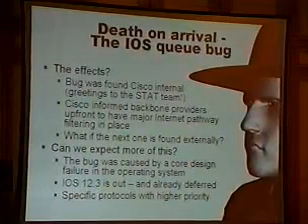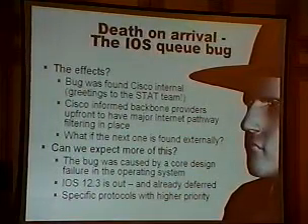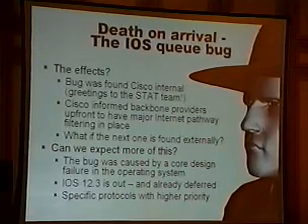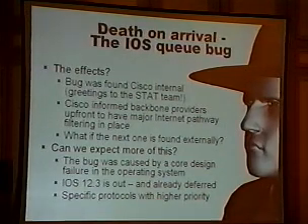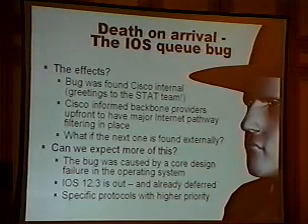But so what are the effects of the death on arrival bug, except for the possibility of taking down the internet? The bug was found by Cisco internally, and hereby greetings to the STAT team, that was a nice one. Cisco actually did the right thing. They informed the backbone providers and told them, look, something is going on here. Go filter this crap out so people cannot send it around the globe and kill someone else's Cisco. But the question is, what if the next one is found externally?